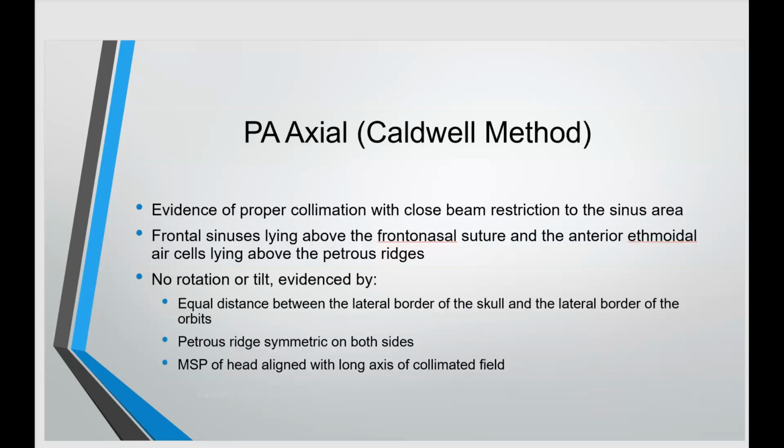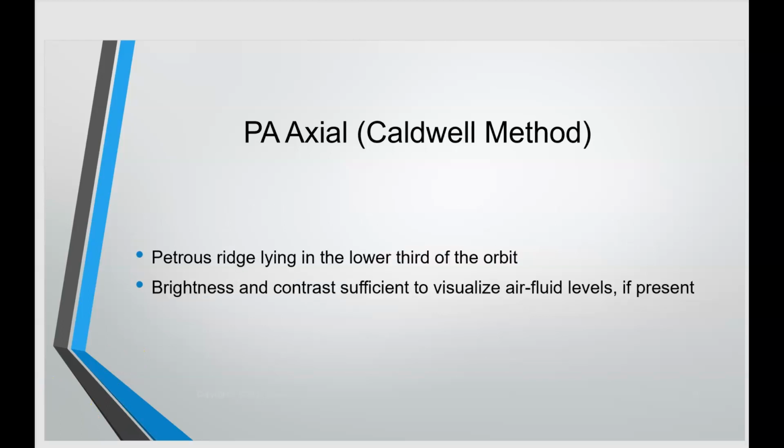Okay, for your PA axial, your Caldwell, you're going to make sure that you've collimated well. Your frontal sinuses are going to be lying above the frontonasal suture. We talked about that last week. And the anterior ethmoidal air cells lying above the petrous ridges. Make sure there's no rotation or tilt, and you can tell that by equal distance between the lateral border of the skull and the lateral border of the orbits. And I'll show that to you on the pictures. The petrous ridge is symmetric on both sides, and your MSP is aligned with the long axis of your field. Lastly, your petrous ridges will lie in the lower third of the orbits, and the brightness and contrast should be sufficient to see your air fluid levels.